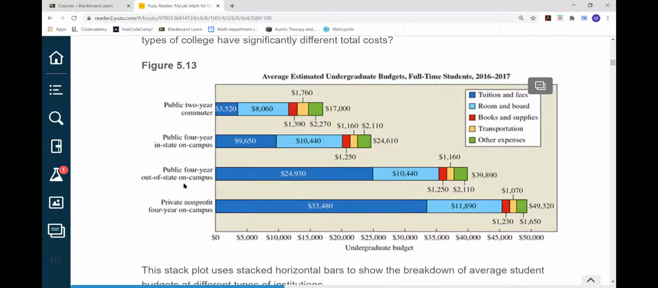Yeah, because transportation is pretty much... books are pretty much the same. It's going down a little bit, but not a whole lot. Transportation really goes down a whole lot from this one to this one, but it stays the same. And I think they're wanting to highlight the fact that this is a public 2-year commuter, that you're commuting, so your transportation is going to be more here. I think that's what they're trying to get at with that question. Because I'm not sure I would be able to explain why books cost less. Unless your professor's writing them over here. I don't know.